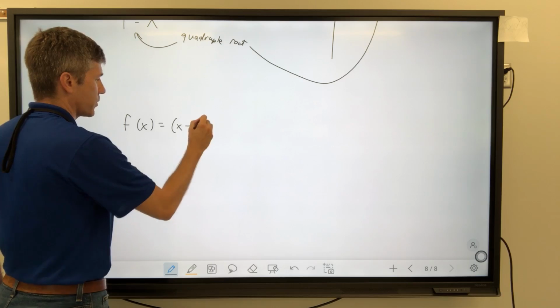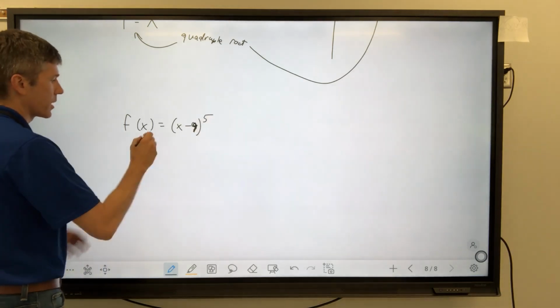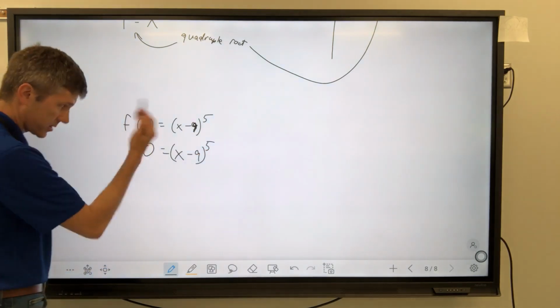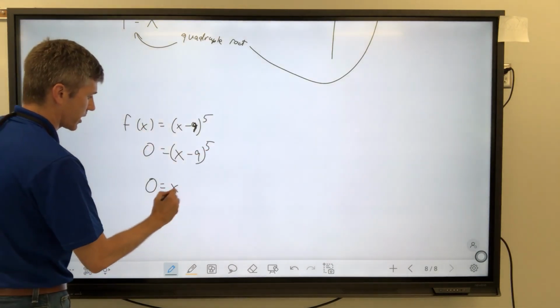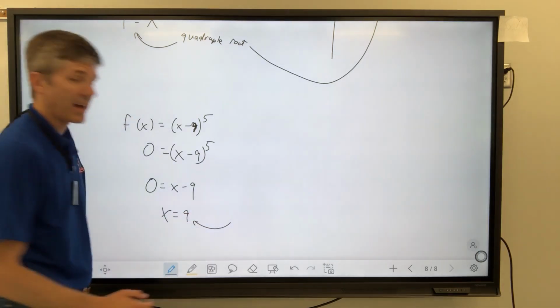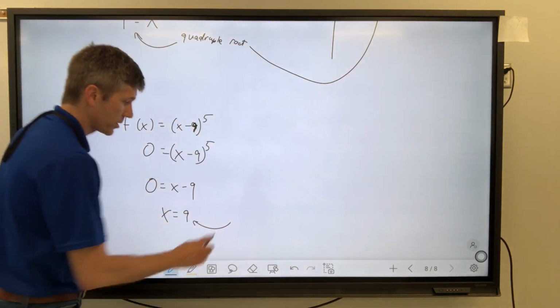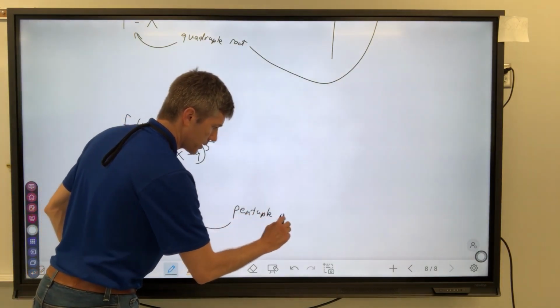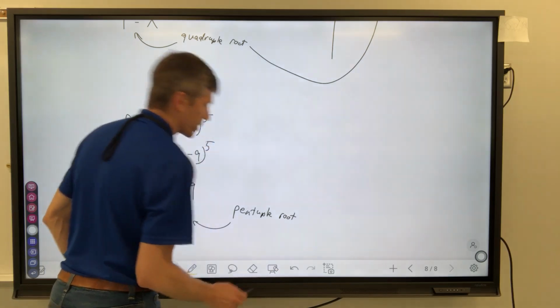We're going to raise it to the 5th power. You know where this is going. Raise it to the 5th. Let's go really fast. Take the 5th root of both sides. 0 equals x minus 9. x equals positive 9. This is a pentuple root. Let's find out very quickly what it looks like.